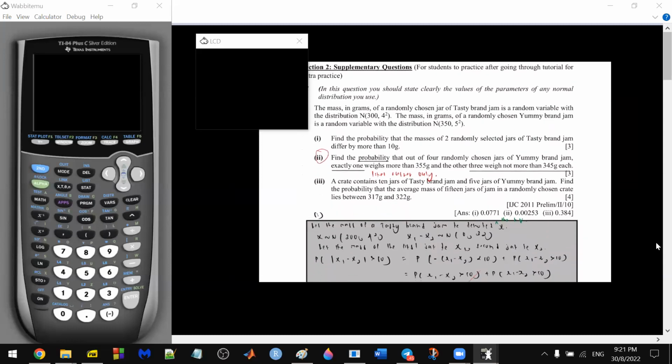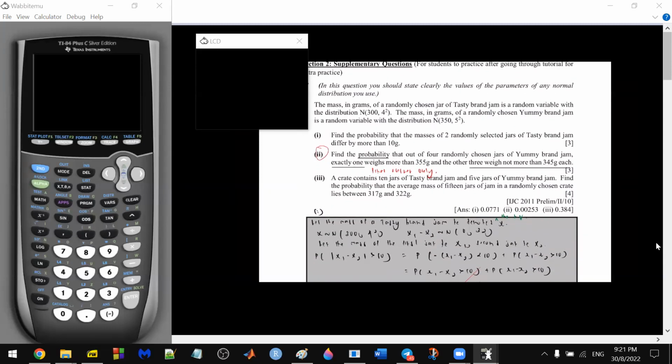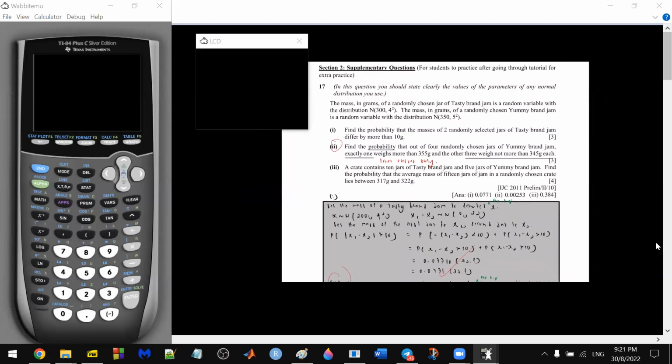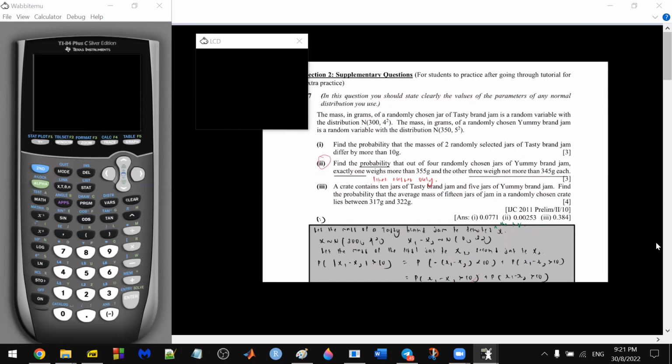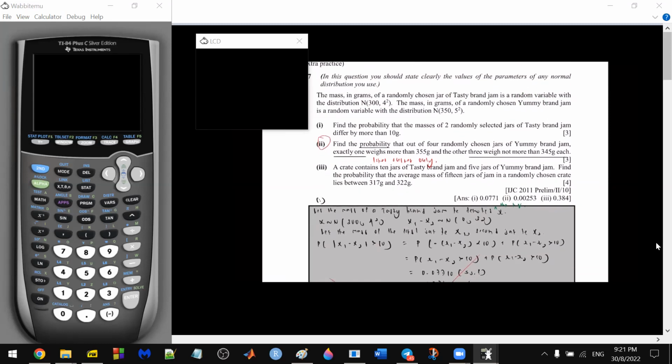Supplementary, you did it as well? Yeah. Okay, let's take a look. The mass in grams of a randomly chosen jar of tasty brand jam is a random variable following this distribution. For yummy brand, it follows this one. Find the probability that the masses of two randomly selected jars of tasty brand jam differ. So it's not two times, it's two different jars.